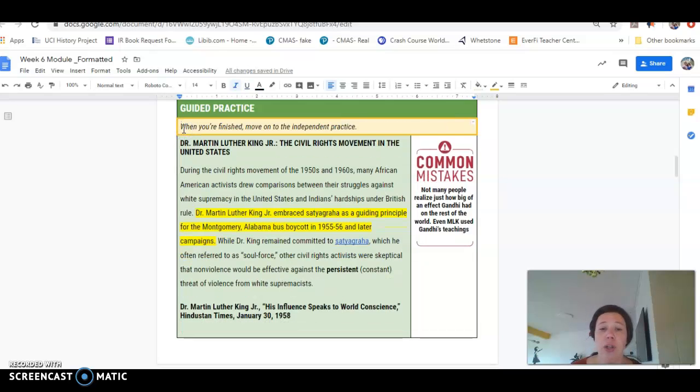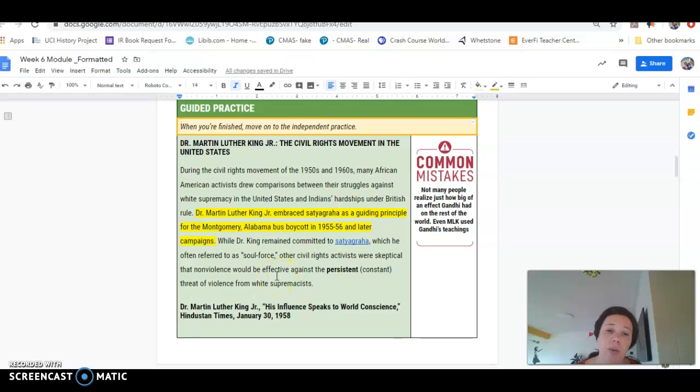Dr. Martin Luther King Jr., the Civil Rights Movement in the United States. During the Civil Rights Movement of the 1950s and 1960s, many African American activists drew comparisons between their struggles against white supremacy in the United States and Indians' hardships under British rule. Dr. Martin Luther King Jr. embraced Satyagraha as a guiding principle for the Montgomery, Alabama bus boycott in 1955 to 56 and later campaigns.